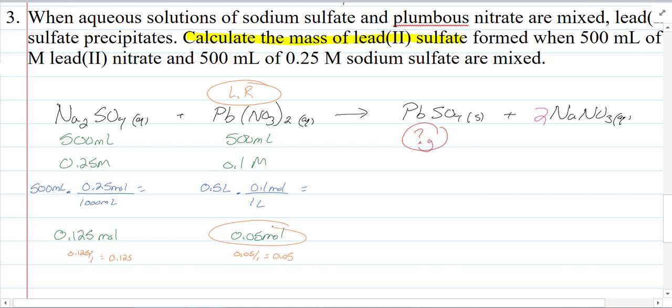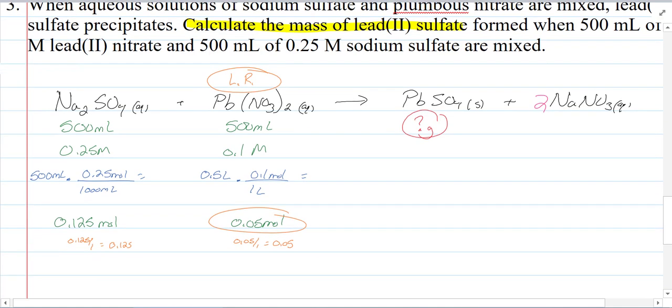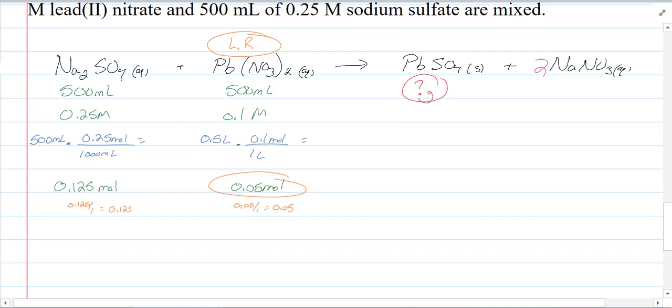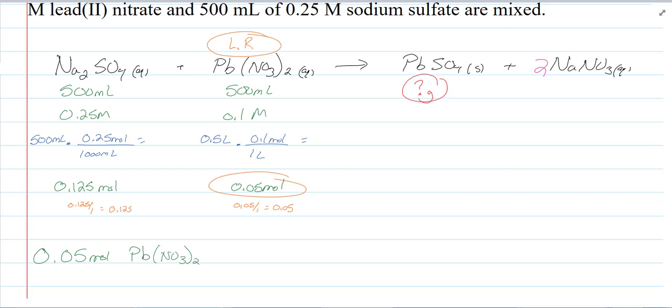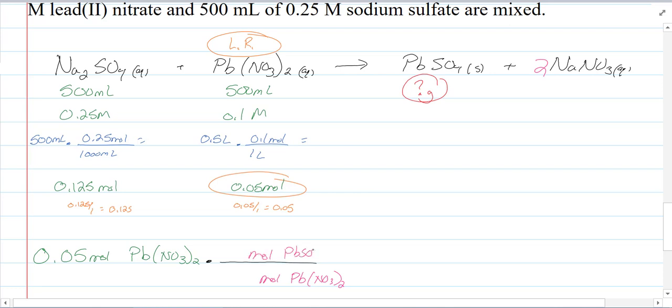So we start with 0.05 moles. And now we're going to take 0.05 moles of Pb(NO3)2, and we'll convert that into lead 2 sulfate. First up is the mole ratio. Moles of Pb(NO3)2 have to go on the bottom, and we're looking for moles of PbSO4 up top, and it's 1 to 1. And it looks for grams, so now we're just going to use the molar mass.